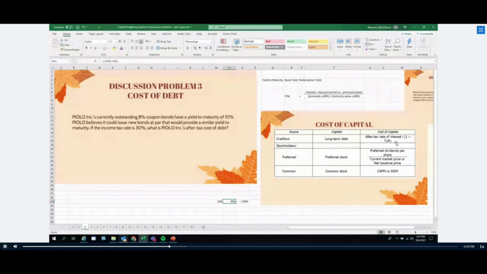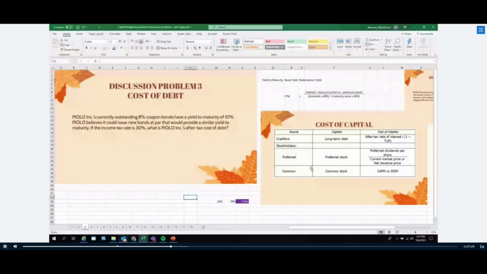So now, pwede na tayo mag-compute. So it's 10% multiplied by 70% or 7%. So this is the answer to the problem. So the answer is 7%. This is the after-tax cost of debt. Simple lang siya kung paano na-compute. Ayun lang yung formula na sinundan lang natin.